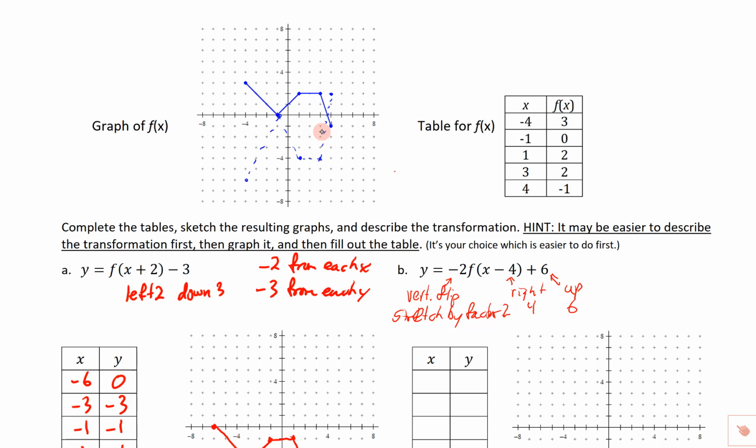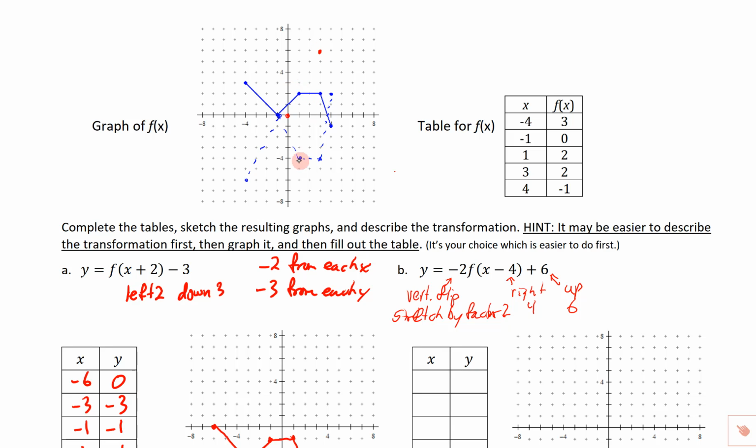That graph definitely looks steeper and taller than it used to be. Then we're going to take these and move them to the right 4, and then up 6. I'm going to do this in red. So we're going to go to the right 4 and up 6. We're at negative 6 right now, so that's going to put us right here. And then we go to the right 4 and up 6 on this one. That puts us up here at positive 6.